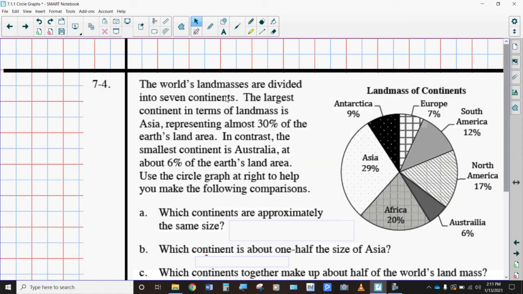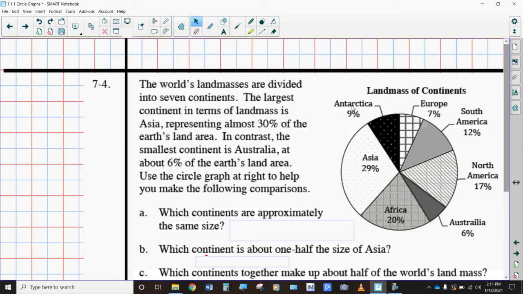All right, the world's land masses are divided into 7 continents. The largest continent in terms of land mass is Asia, which is almost 30% of the Earth's land area. In contrast, the smallest continent is Australia at 6% of the world's land area.